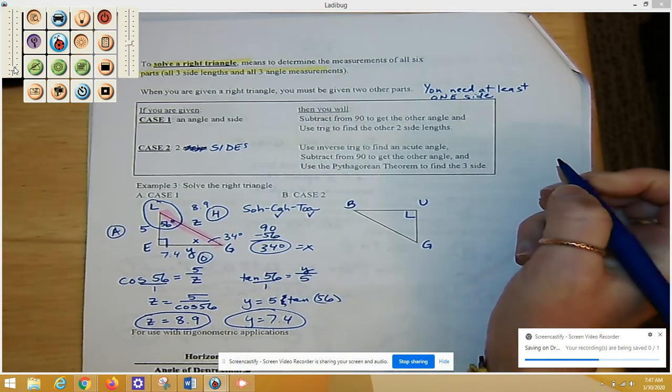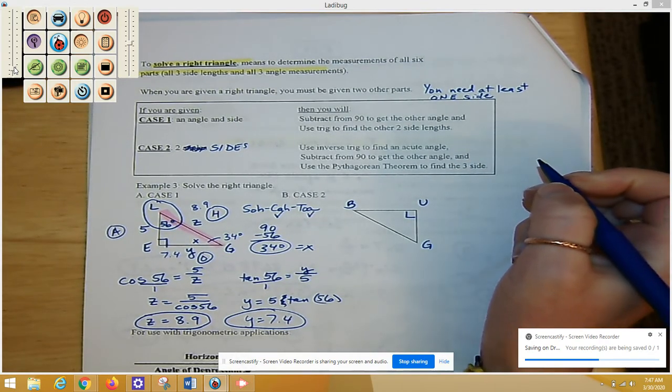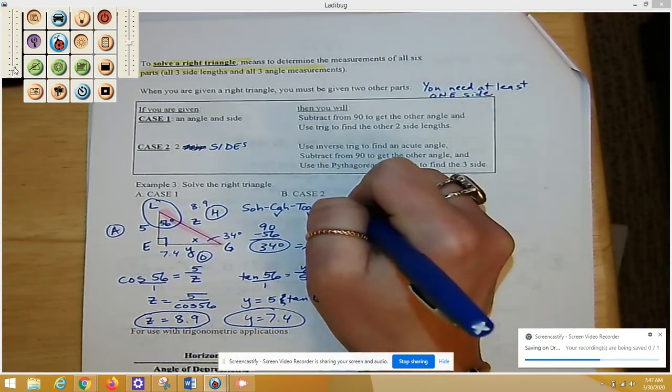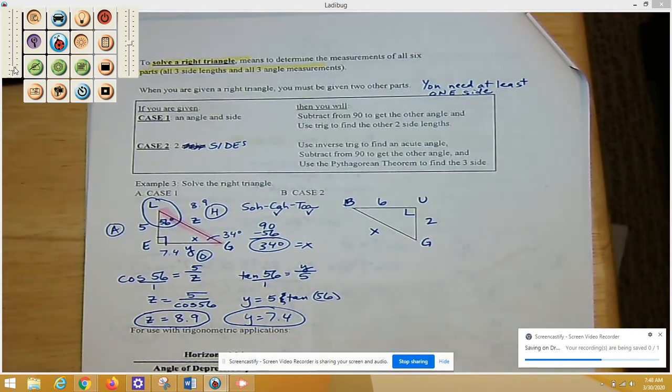Okay, so this is going to be X, this is going to be 6, and this is going to be 2. And that's all that we're given. So we're really not given a whole lot, but this is case 2. So we are given 2 sides of our right triangle. So technically you're given 3 things, because you're given the right angle and you're given the 2 sides. So we're going to use inverse trigonometry, which is what we just did in the last video.